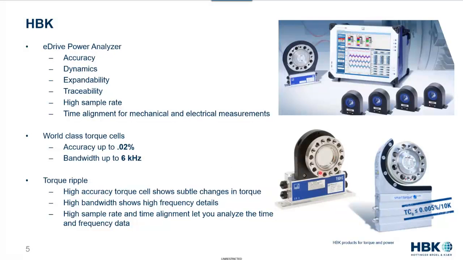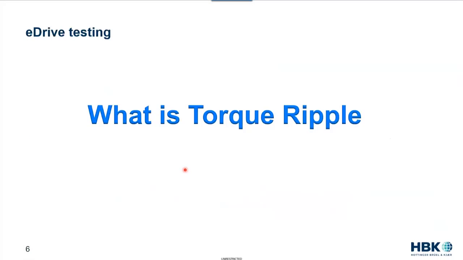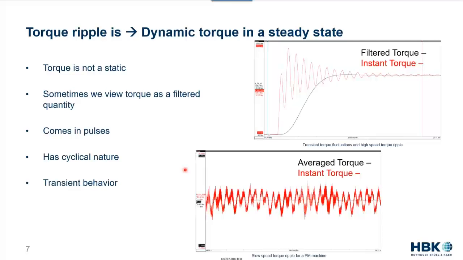So when we combine that high accuracy torque transducer with the edrive power analyzer, you really have a unique tool to allow you to view the dynamic behavior of torque. And that's what we're going to look at today. So what is torque ripple? Torque ripple is really the dynamic part of torque that rides on top of that steady state condition.